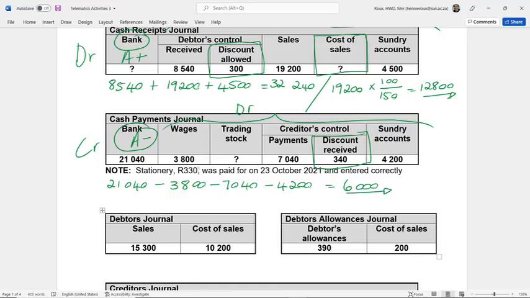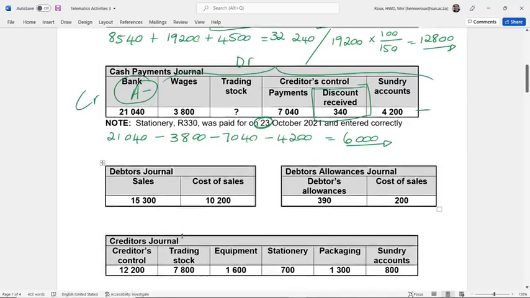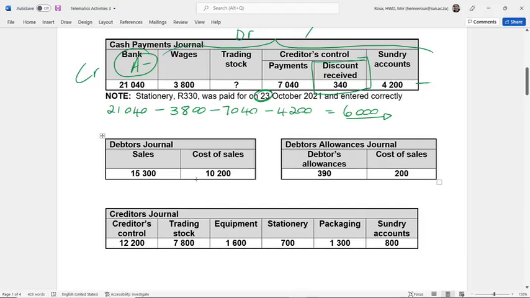They told us that stationery of 330 was paid on the 23rd. So when we post to the stationery account, we must remember we bought stationery for cash on the 23rd of October, and that is included there in the sundry accounts. Debtors journal, they've given us sales and cost of sales, debtors allowance. There you can see these two journals look the same. Selling price, cost price, selling price, cost price. But instead of sales in the debtors allowance, we have debtors allowance.